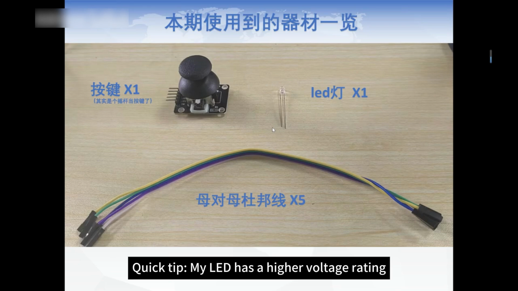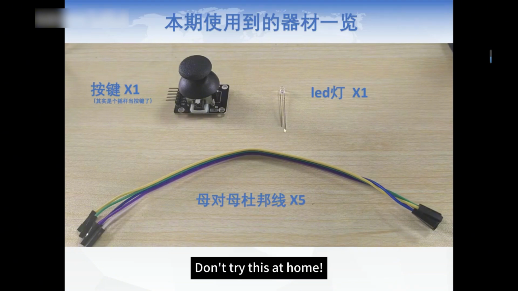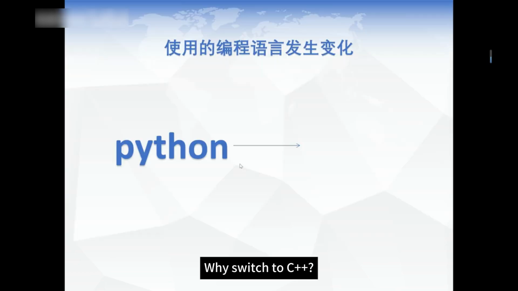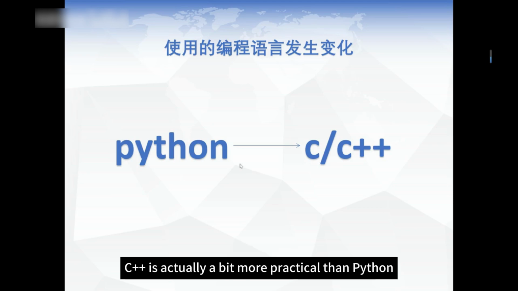Quick tip, my LED has a higher voltage rating, so I connected it directly to the OrangePi. Don't try this at home. I'll add a resistor in series. Why switch to C++? Because testing showed C++ is actually a bit more practical than Python.